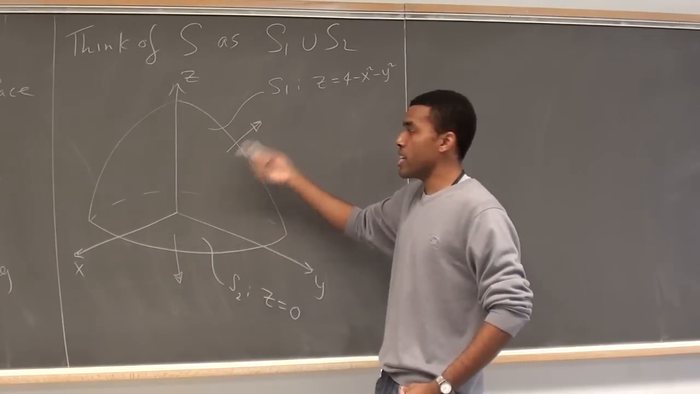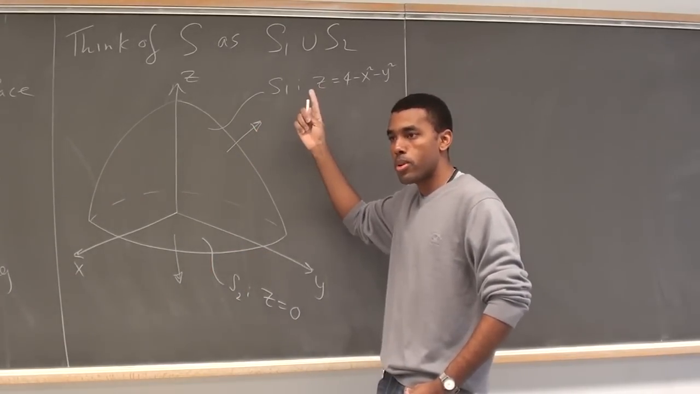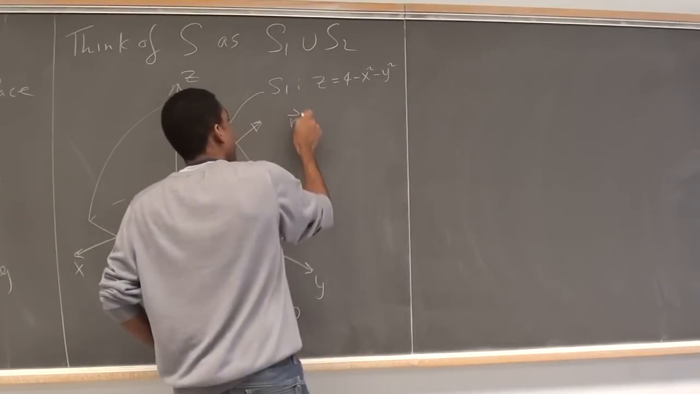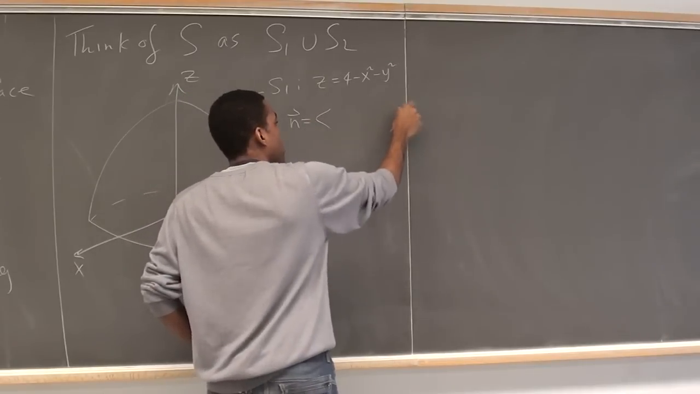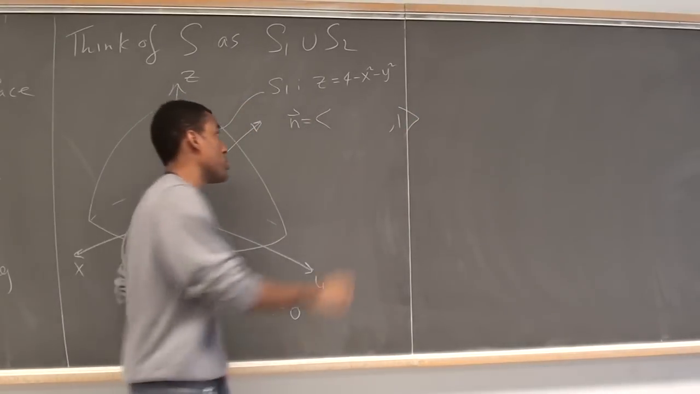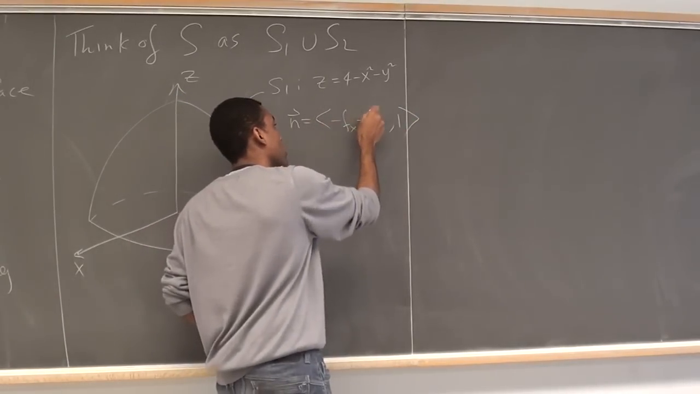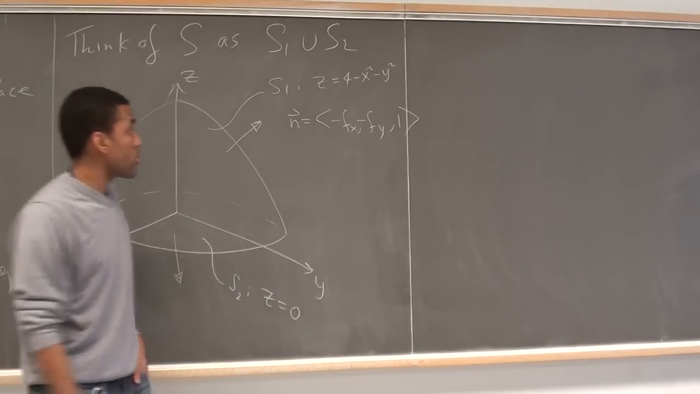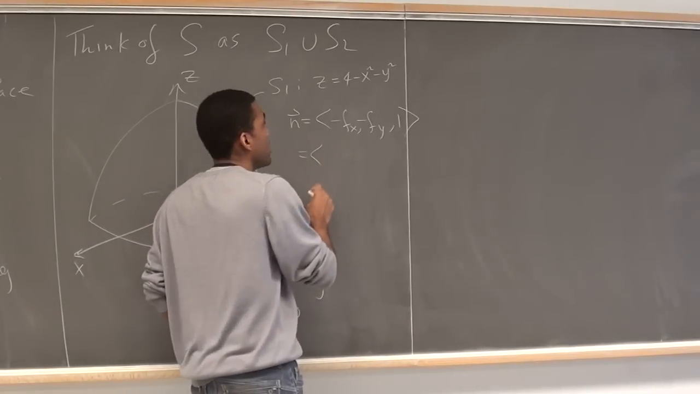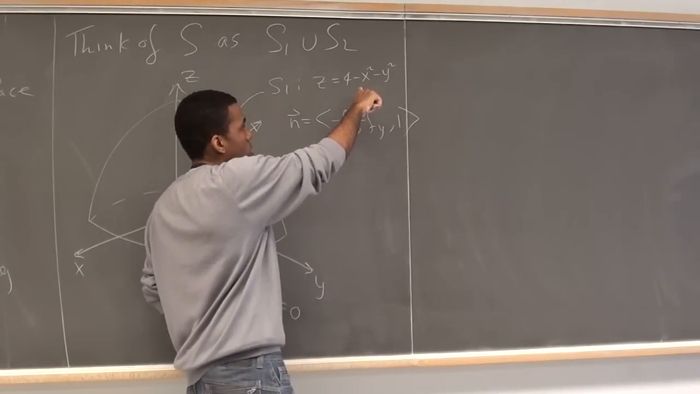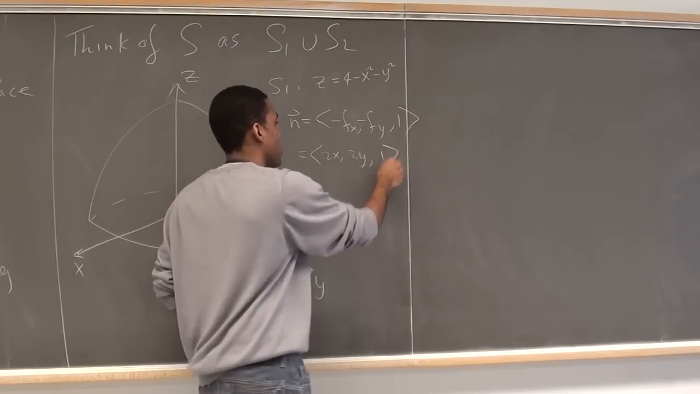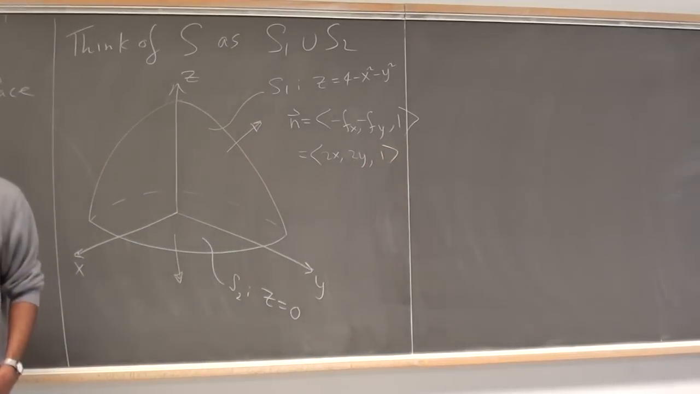So now here, for S1, I want vectors pointing up. It's given explicitly. So I just want to make sure that my n has a positive 1 as the z-coordinate, which means these guys have to be negative. So that's the formula I'm going to use for this guy. fx would be minus 2x, so this is positive 2x, positive 2y. That's going to be my normal vector there.